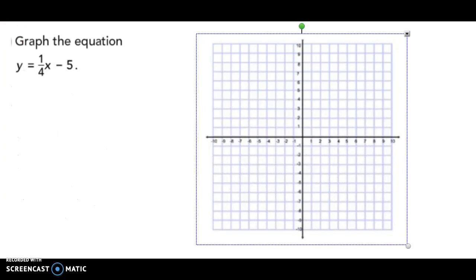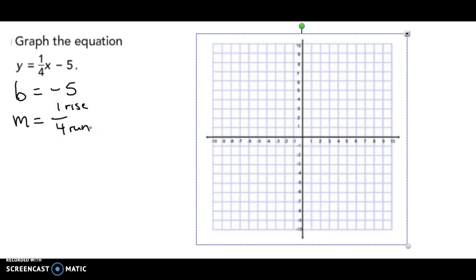The next one says graph the equation. So first we want to identify what is our b value. Our b value is -5. Then we want to identify what is our slope. Our slope is 1 over 4, which is, remember, rise over run.